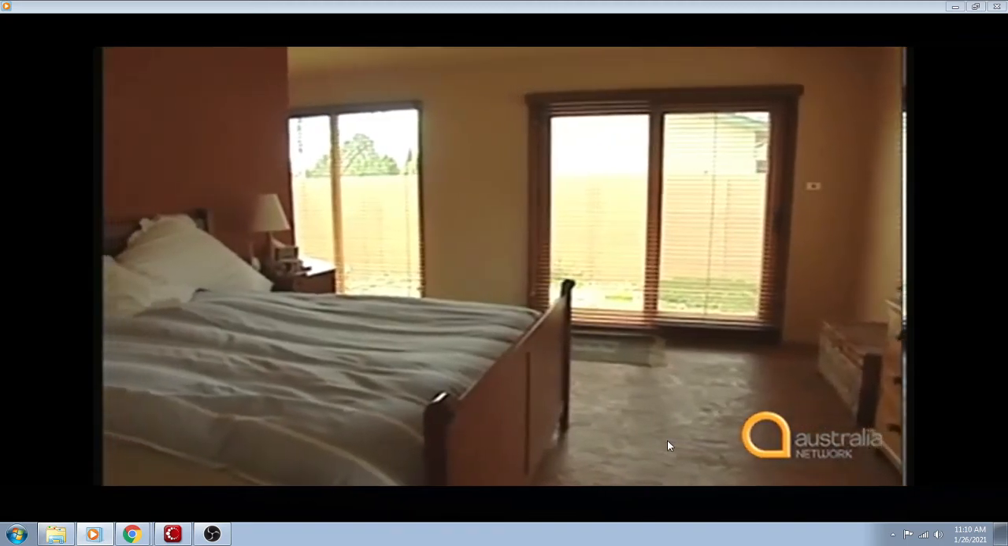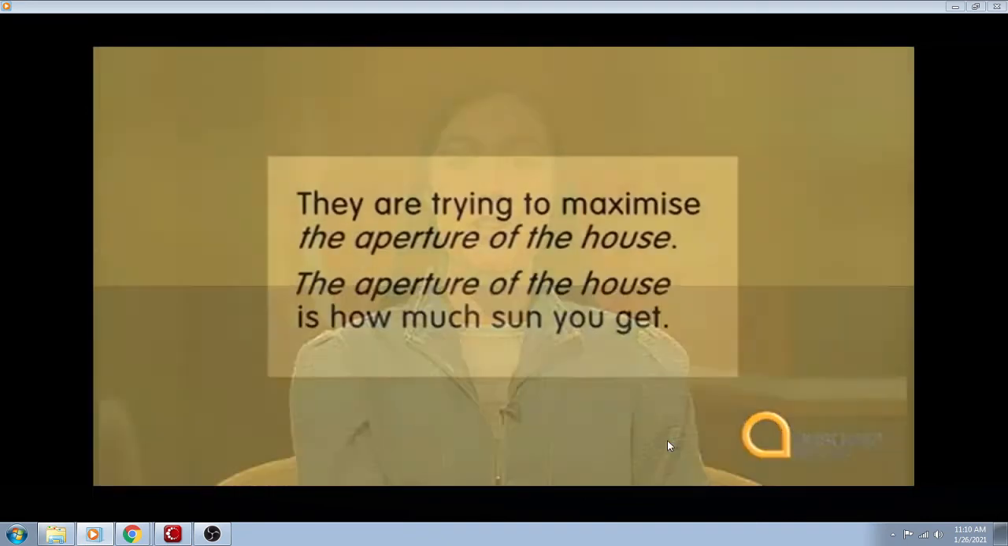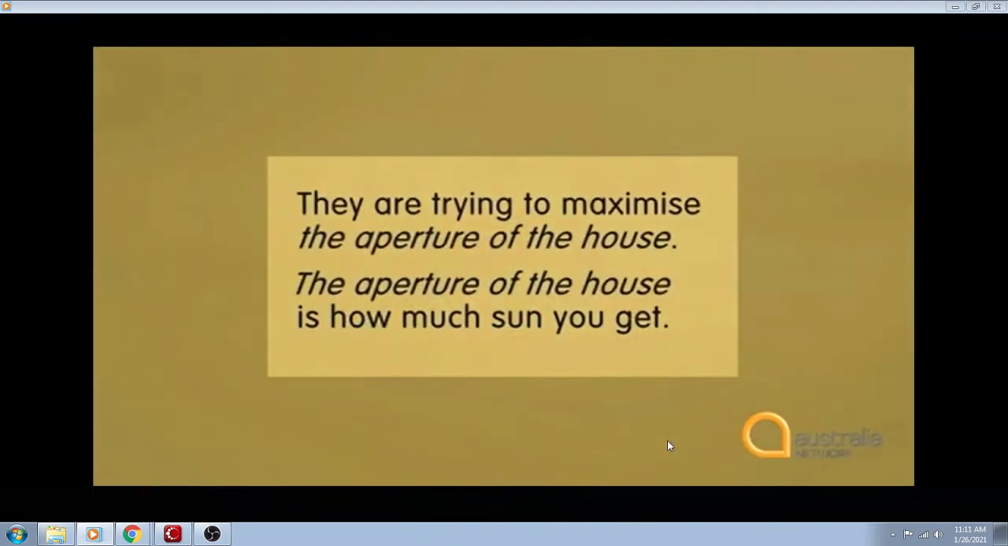Here's another example. "Trying to maximise what we call the aperture of the house, which is how much sun you actually get into it in winter." He uses an independent and a dependent clause here. Look at these two sentences. They are trying to maximise the aperture of the house. The aperture of the house is how much sun you get. He joins these two sentences together with a relative pronoun: They are trying to maximise the aperture of the house, comma, which is how much sun you get.